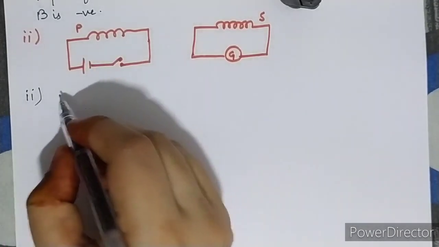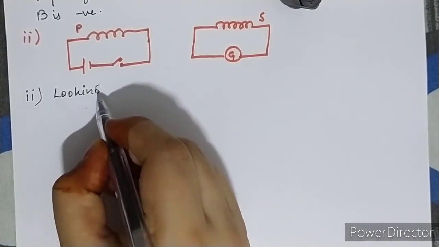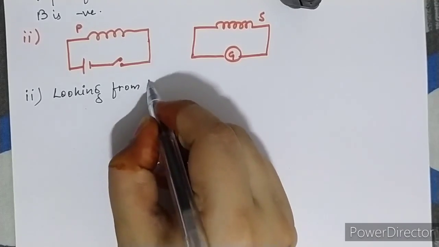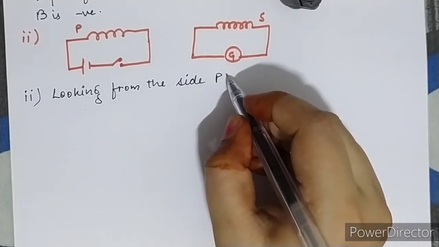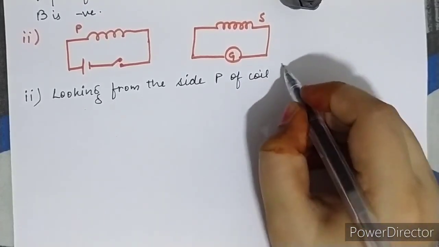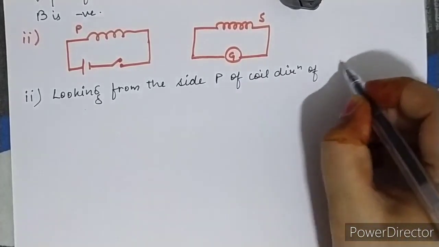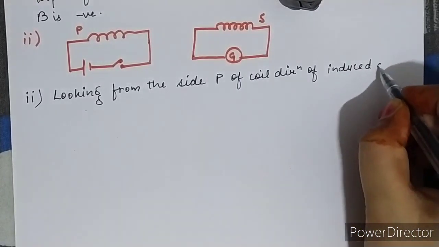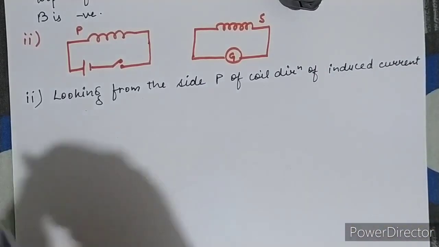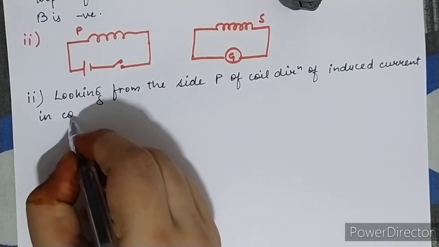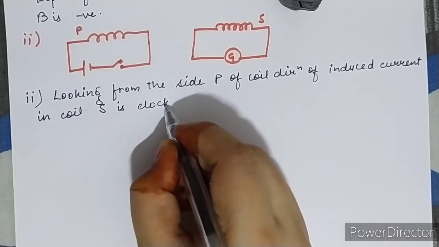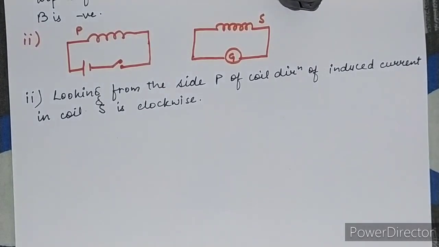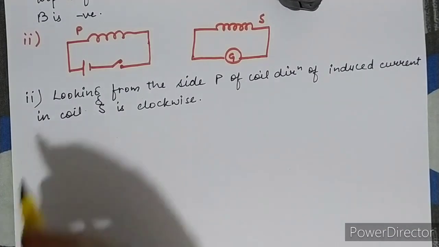So the second solution is: looking from the side P of coil, the direction of induced current in coil S is clockwise. Okay? Clear? Now the third situation.